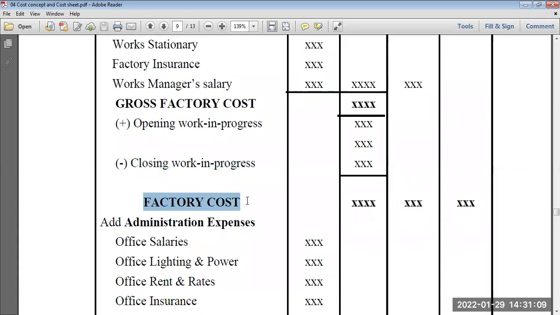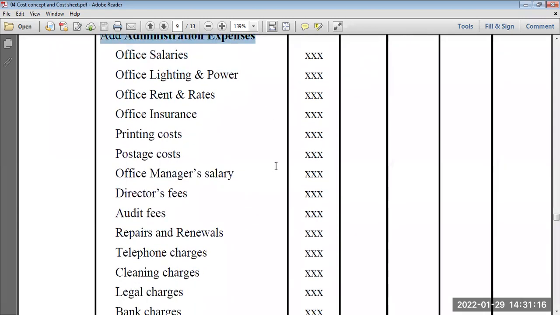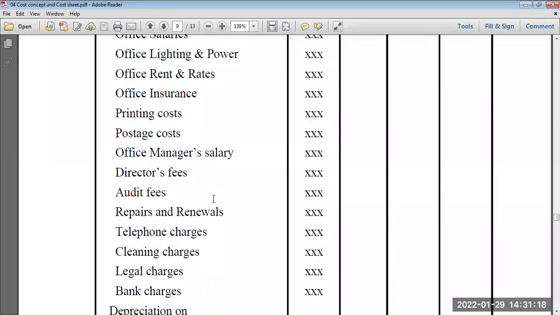Okay. So after factory cost, we have to add the admin and office overheads, whatever is there in our factory, in our company, in our business.